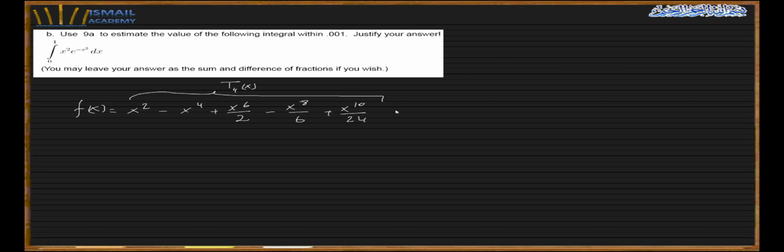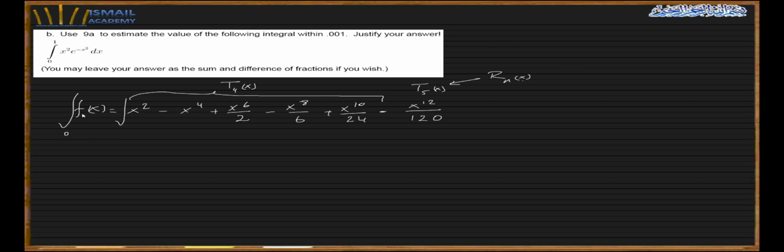Now I need to add the remainder. The remainder is always the next term, so I just add 1 term, so here I will make n equal 5, which means this will become minus, since it's alternating, x^12, and here it is going to be 5 factorial, which is 120. So now I integrate. Keep in mind this is T4 and this is T5, so that means this is my remainder.